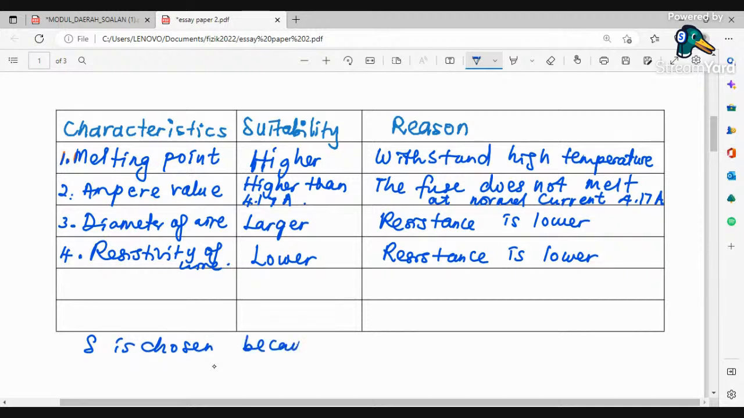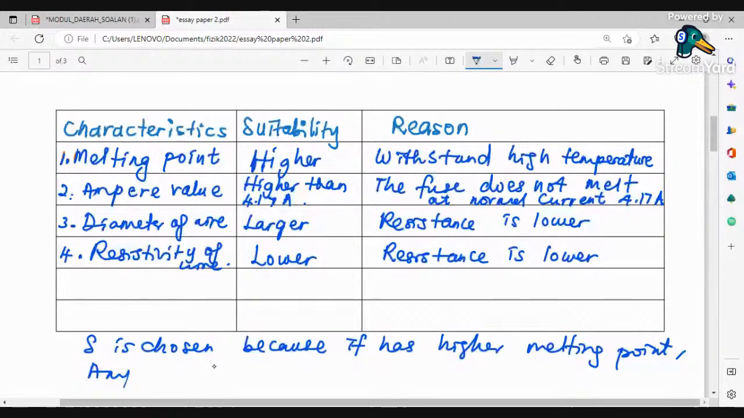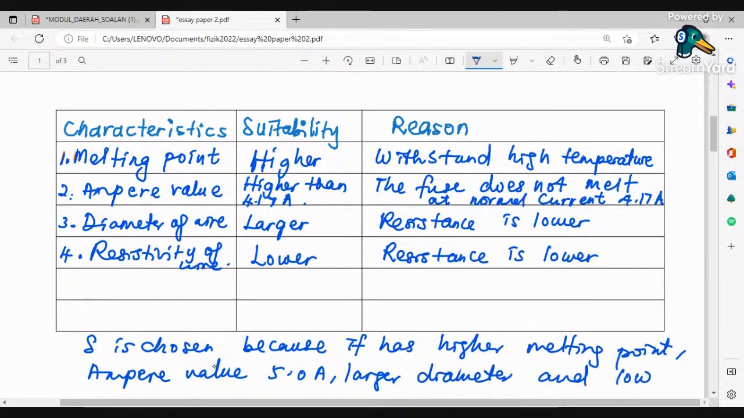because it has higher melting point. Just copy back at the left side here. Ampere value, 5 ampere. Larger diameter and low resistivity.